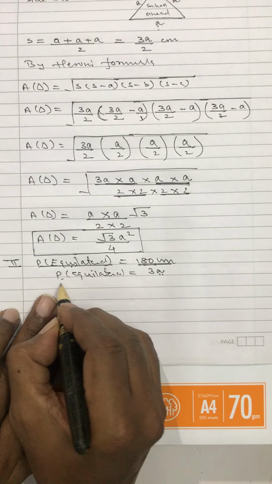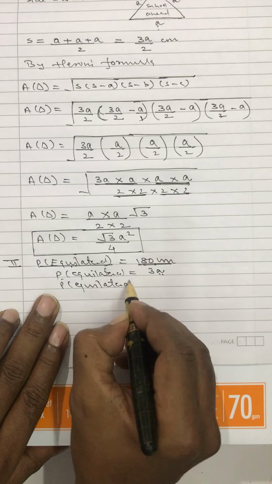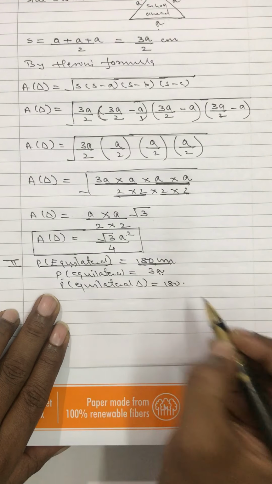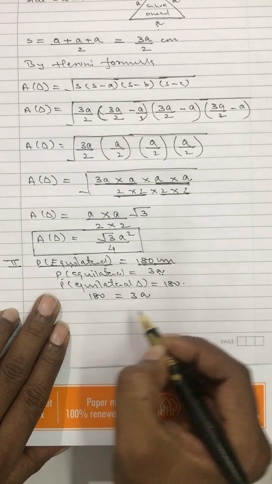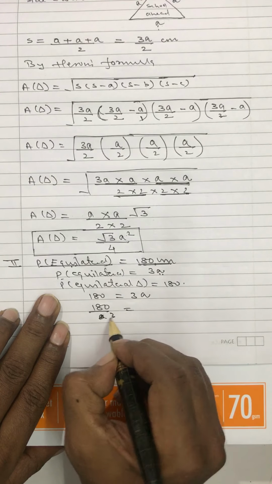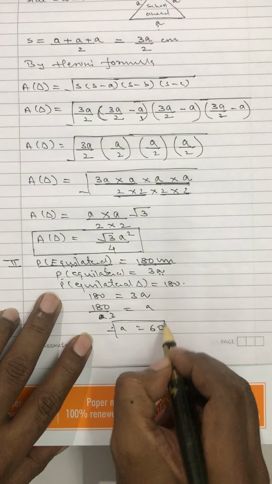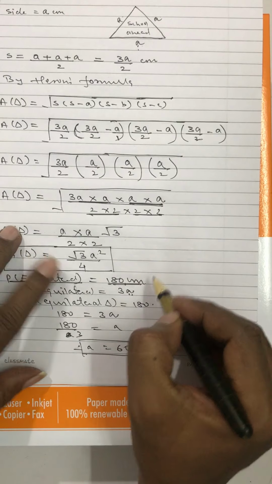The perimeter of the equilateral triangle they have given, this I have already written up. Therefore, from here I will get 180 is equal to 3a. Therefore, 180 upon 3 is equal to a. Sorry, is equal to a. Therefore, a is equal to 180 by 3, which is 60. This is the value of a.